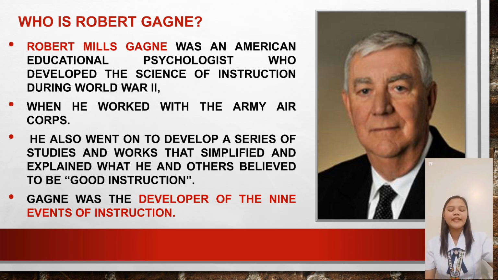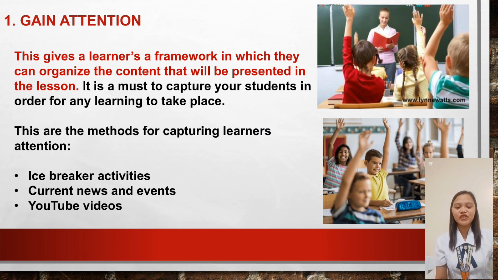Gagné's 9 events of instruction is an instructional design proposed by Robert Gagné. The model provides a framework for designing effective instruction by outlining a sequence of events that enhance learning and promote the acquisition of knowledge and skills. Each event represents a specific stage in the instructional process and serves a distinct purpose. The first event of instruction is gain attention.